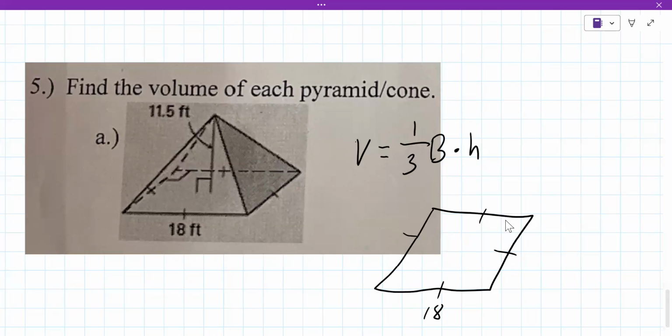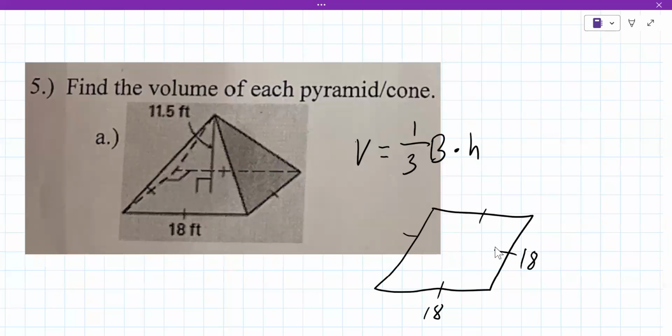Oh, a triangle. Sometimes I think I'm speaking Spanish to you. I'm asking for the other length of the square. It's 18. Another one is 18.